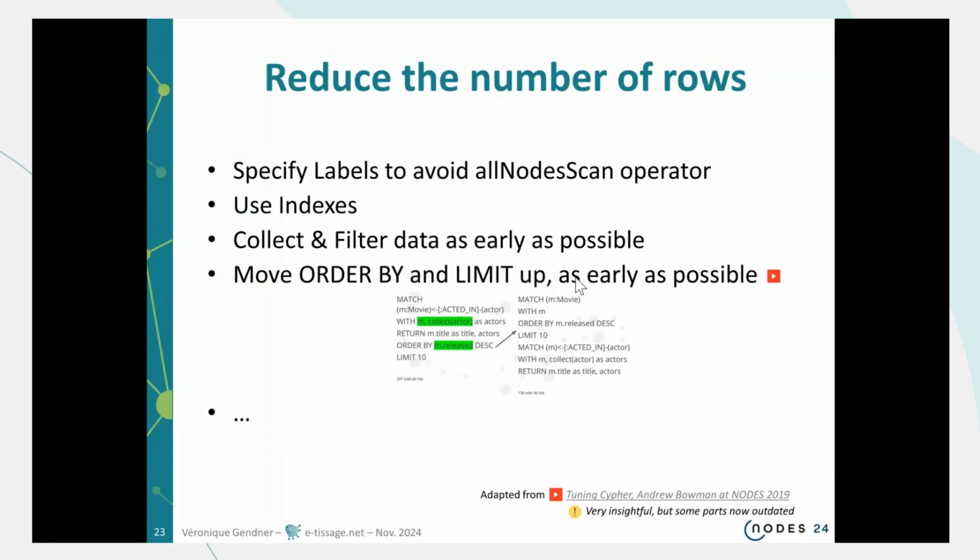We've seen you can do that by specifying labels to avoid all node scan operators, using indexes, and collecting and filtering data as early as possible. And there are more ways, some of them described in this insightful talk by Andrew Bowman. Just be aware that due to Cypher updates, some parts are outdated.